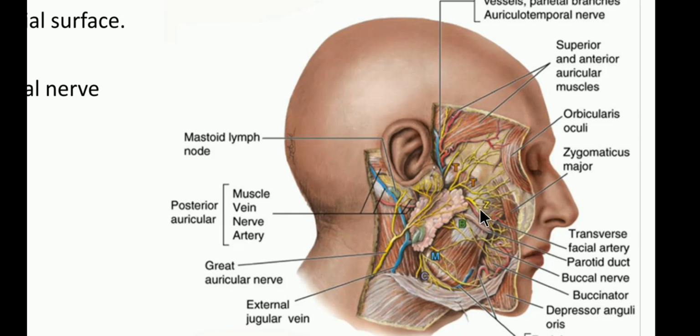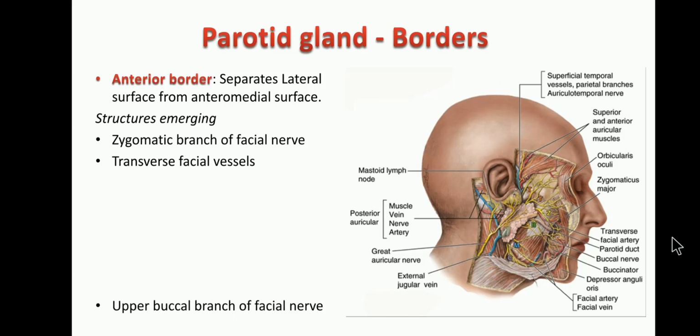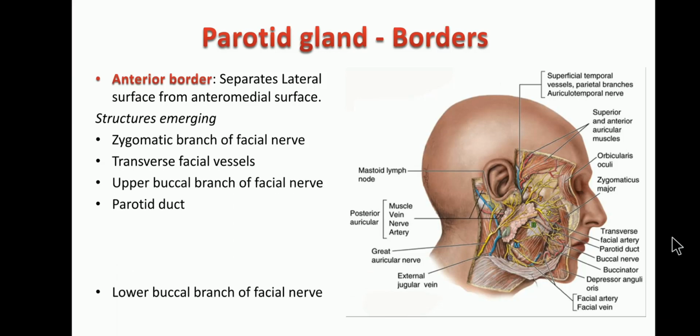So, structures emerging from the anterior border: the zygomatic branch of facial nerve, then the transverse facial artery, upper buccal branch, parotid duct, lower buccal branch, and marginal mandibular branch. These are the structures emerging from the anterior border.